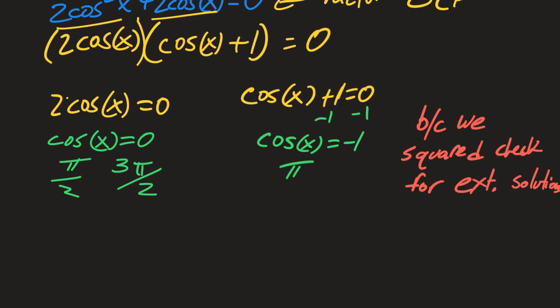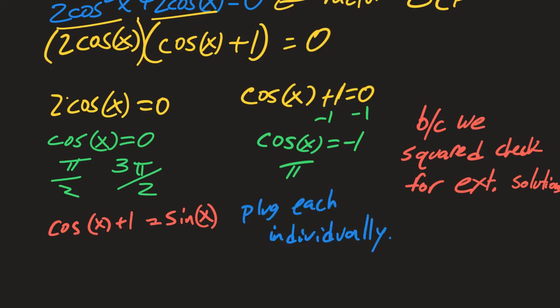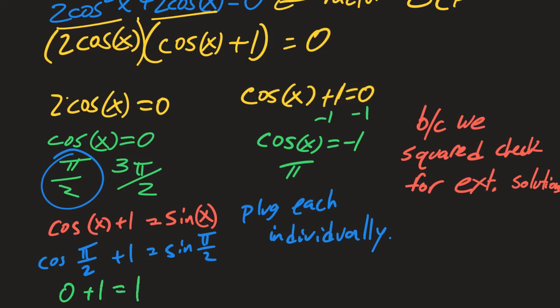Okay, so for example, cosine x plus 1 equals sine x. That was our problem initially. And if I plugged in and checked each of these, I should get that this statement is true. So for example, let's just do pi over 2. So I've got cosine pi over 2 plus 1 equals sine pi over 2. And if I go to my unit circle, I can check this very simply. Cosine of pi over 2 is 0, plus 1 equals 1. And we can pretty much tell, yeah, that's true, that's correct, okay?